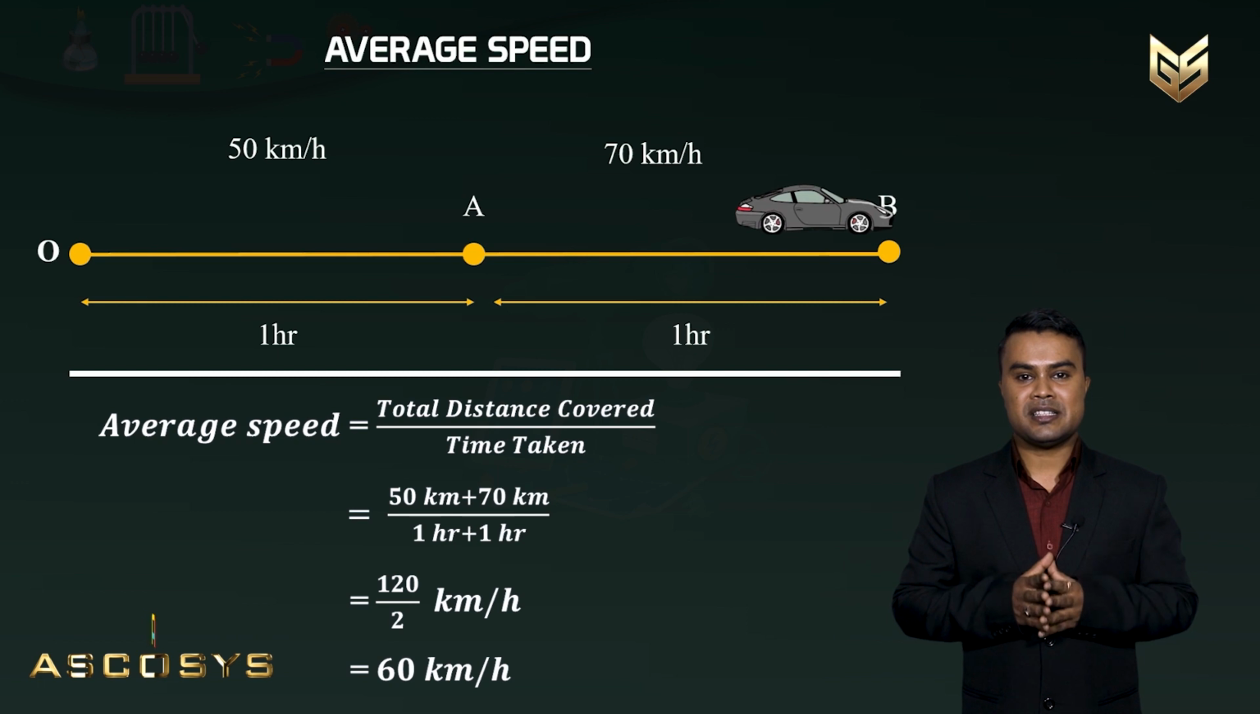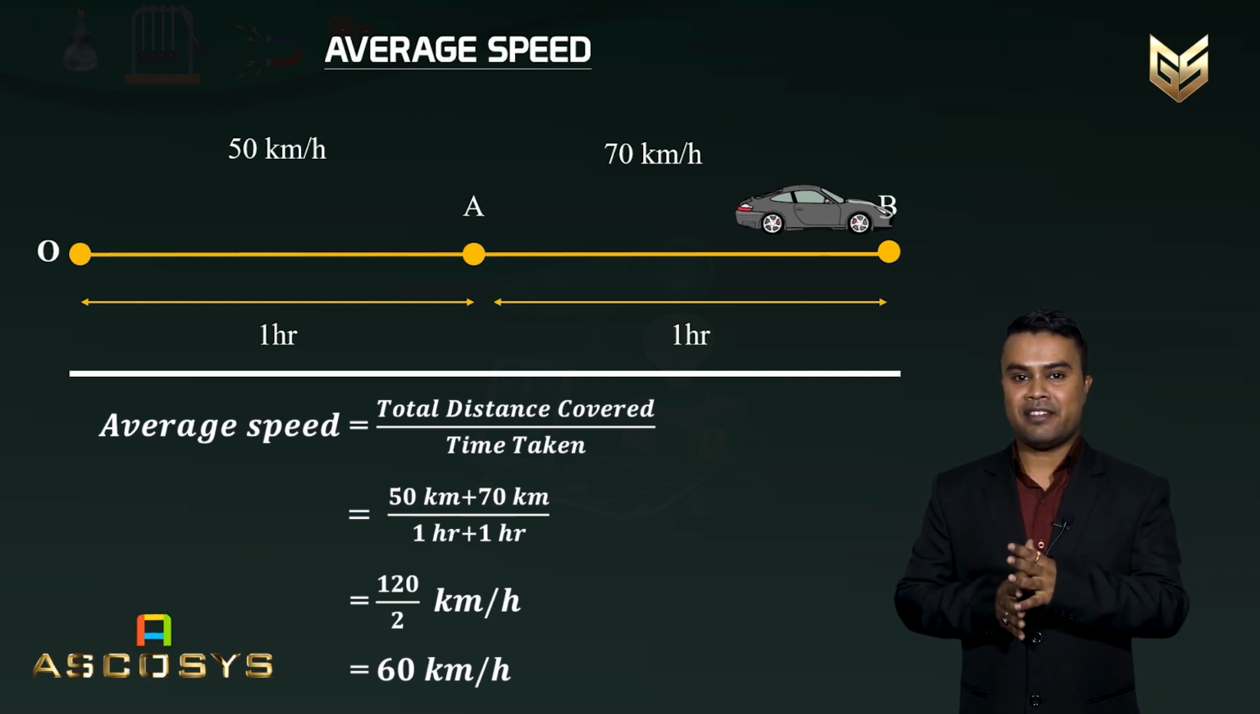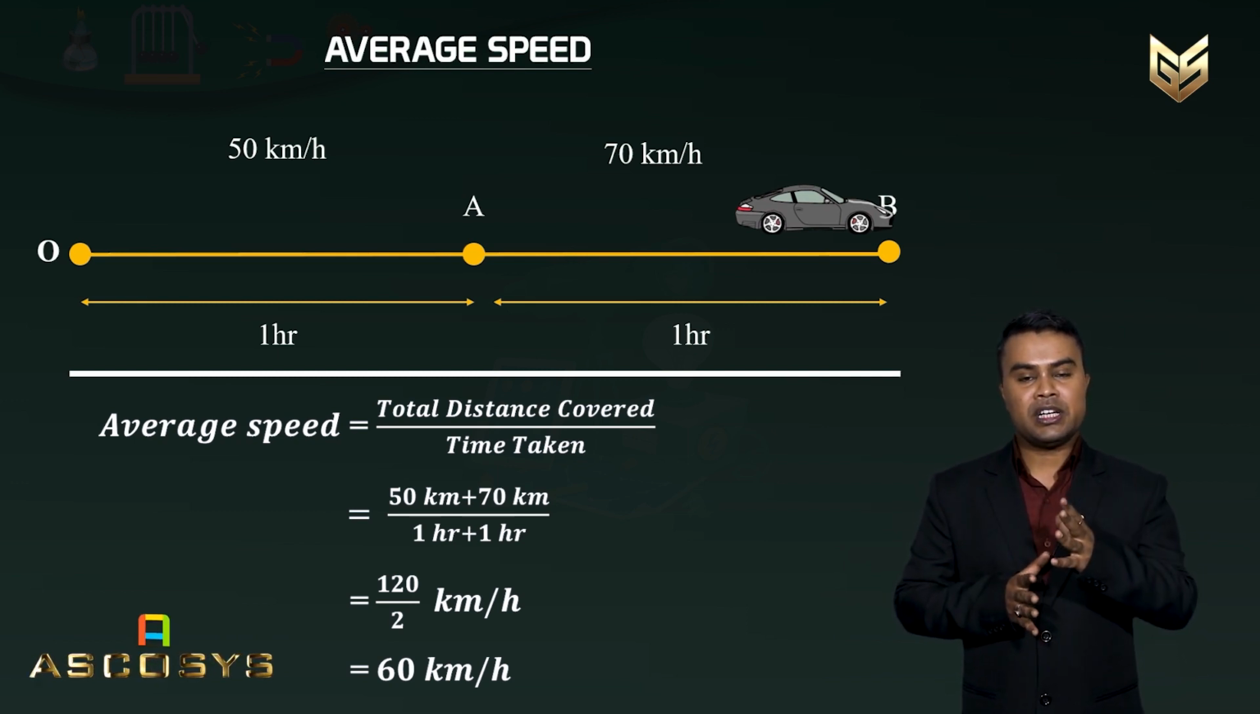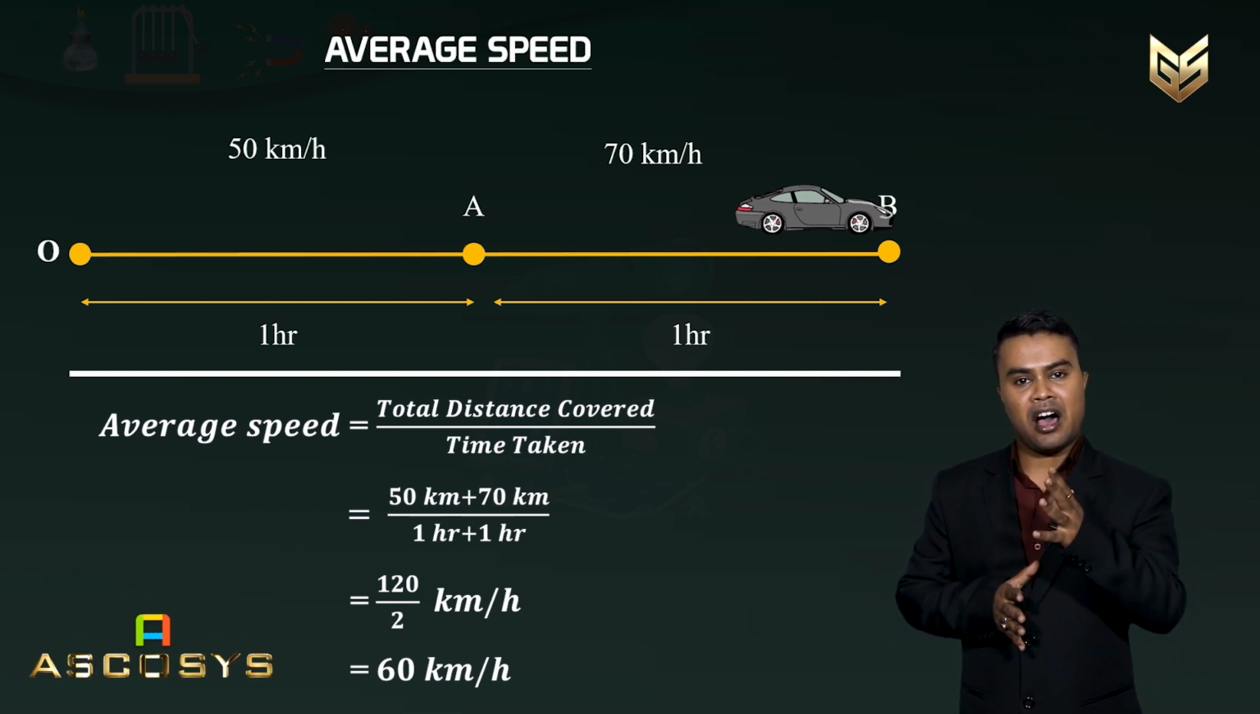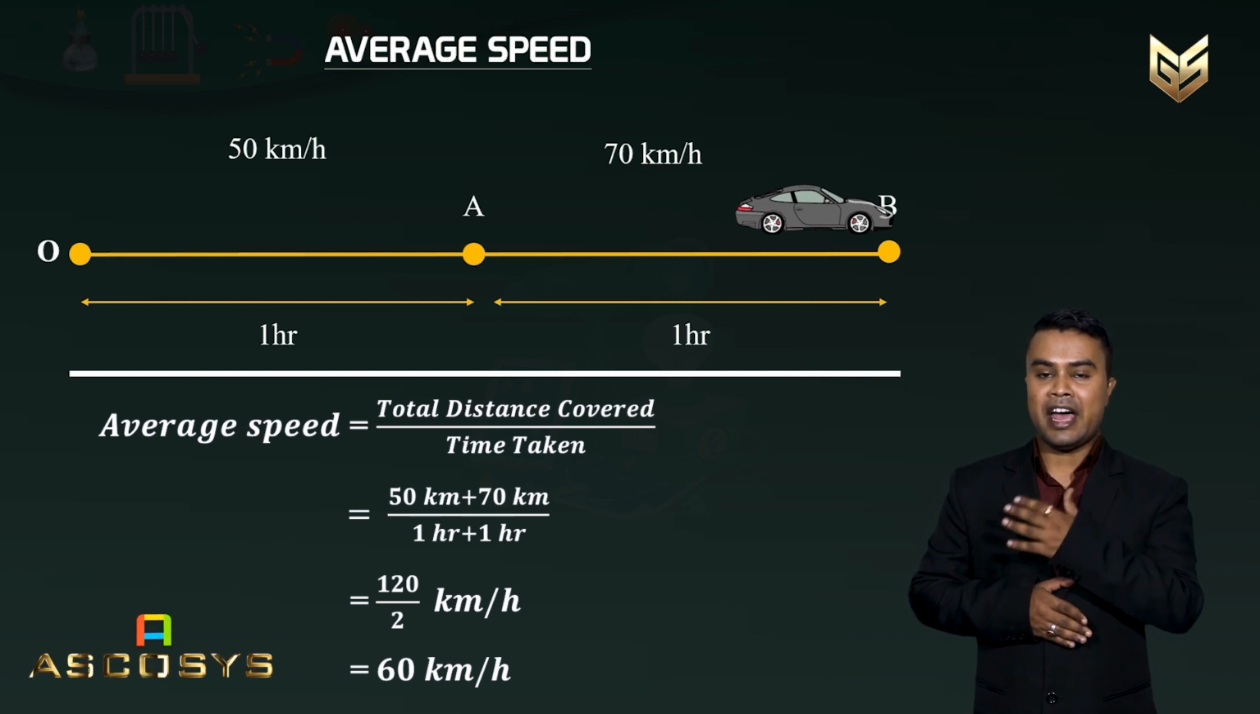So, what is the total distance? 50 plus 70, divided by the total time taken. 1 plus 1, that is 2 hours. So, that is how you can calculate the average speed.